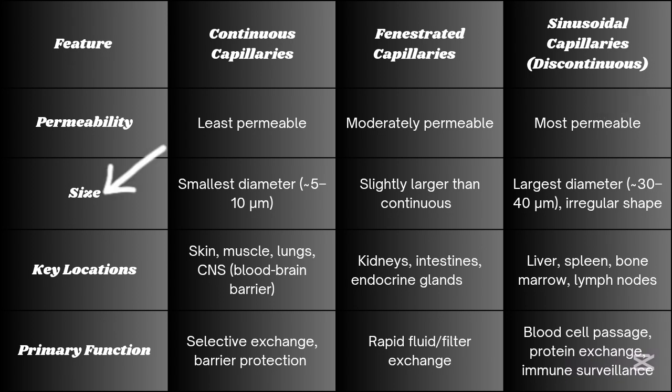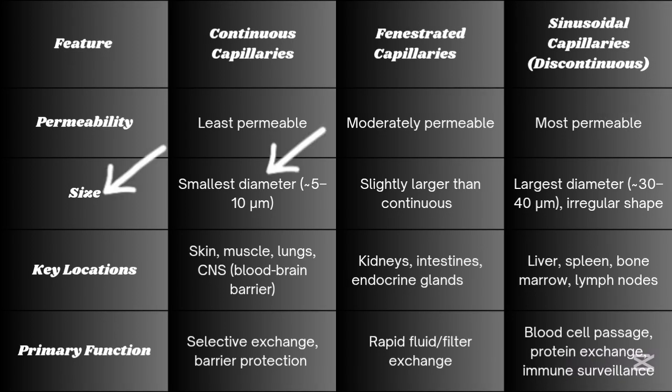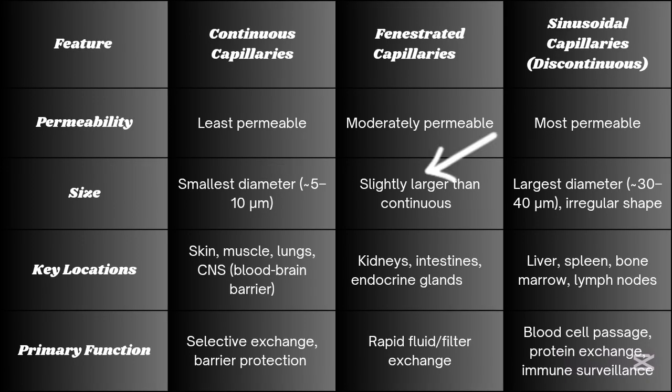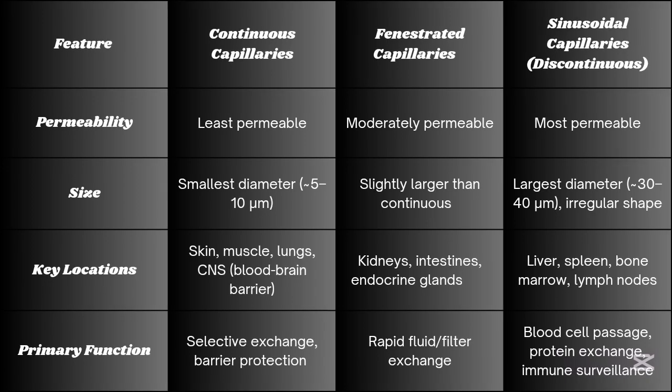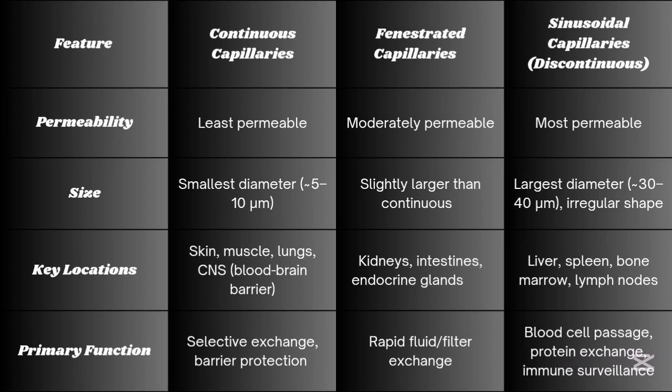Okay, now size. Continuous capillaries have the smallest diameter, approximately 5 to 10 microns. The size of fenestrated capillaries is slightly larger than continuous capillaries, whereas sinusoidal capillaries are the largest. They have the largest diameter, approximately 30 to 40 microns. They have an irregular shape.